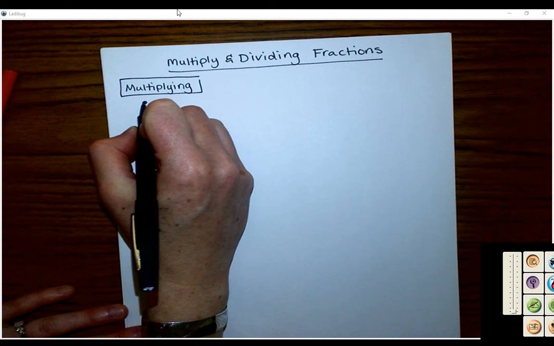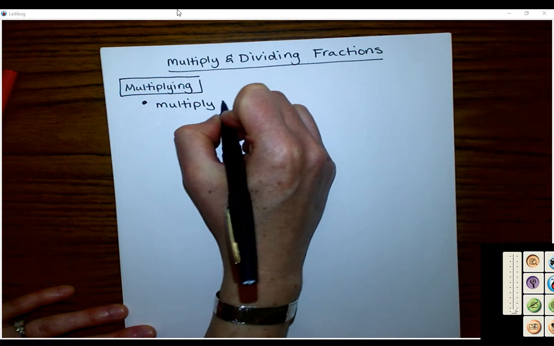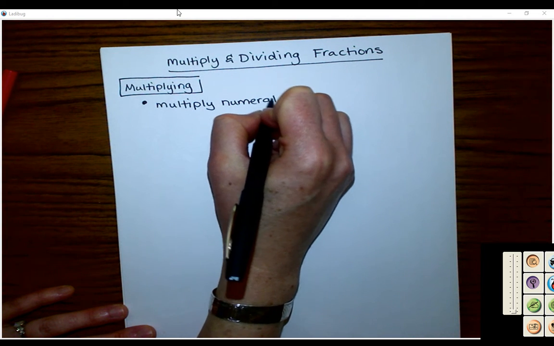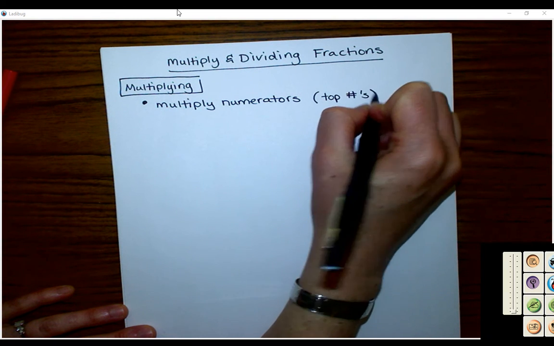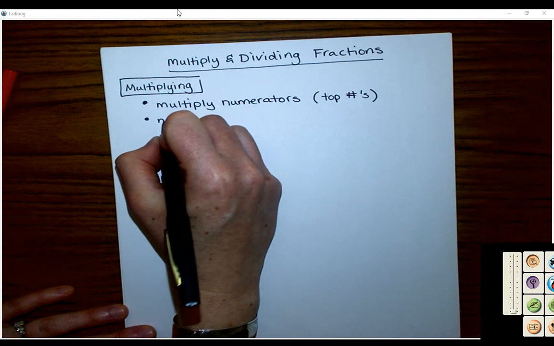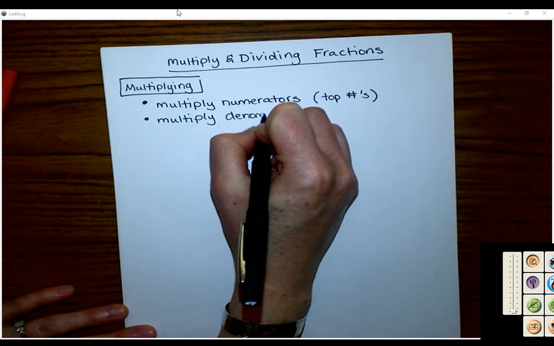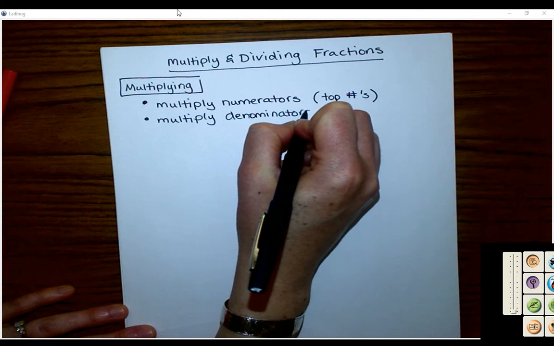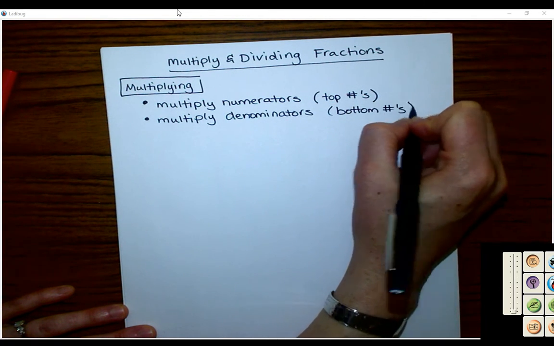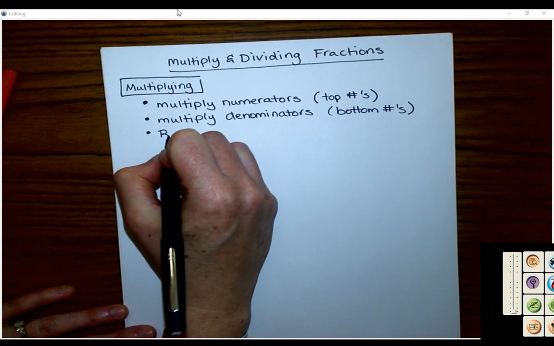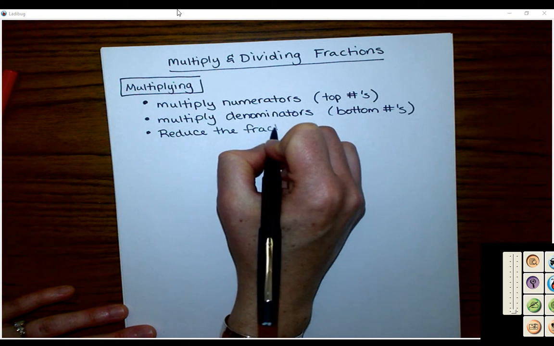When we do this, the steps are going to be to multiply the numerator, both numerators. Remember, those are the top numbers. The next step is going to be to multiply the denominators. Remember, those are the bottom numbers. And then the final step is going to be to reduce the fraction if needed.